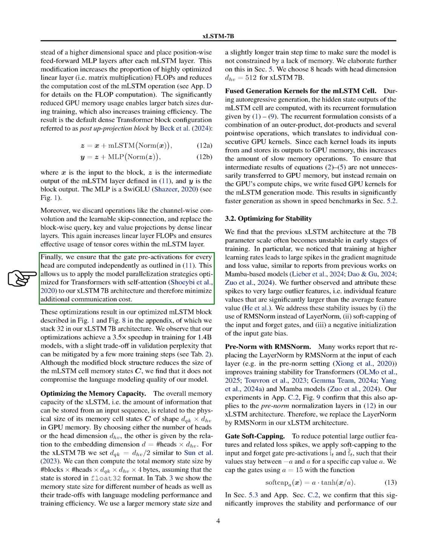Moreover, we compute gate pre-activations for each head independently, enabling us to apply model parallelization strategies similar to those used in transformers. These optimizations lead to a significant speedup in training for our 1.4B models, with only a minor trade-off in validation perplexity that can be addressed with additional training steps. Although the new block structure reduces the size of the xLSTM cell's memory states, we find that it does not negatively impact the language modeling quality of our model.